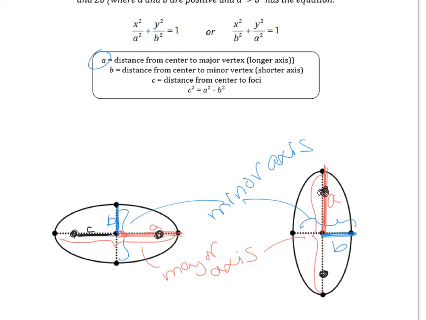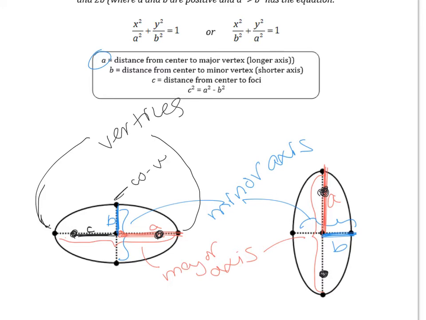I think the only other things to label here would be what we call the vertices and the co-vertices. The vertices of the ellipse are the endpoints of the major axis. So these are vertices. And this is a co-vertex here, which are the endpoints of the minor axis. So on the vertical ellipse, this is a vertex here, and this is what we would call a co-vertex.